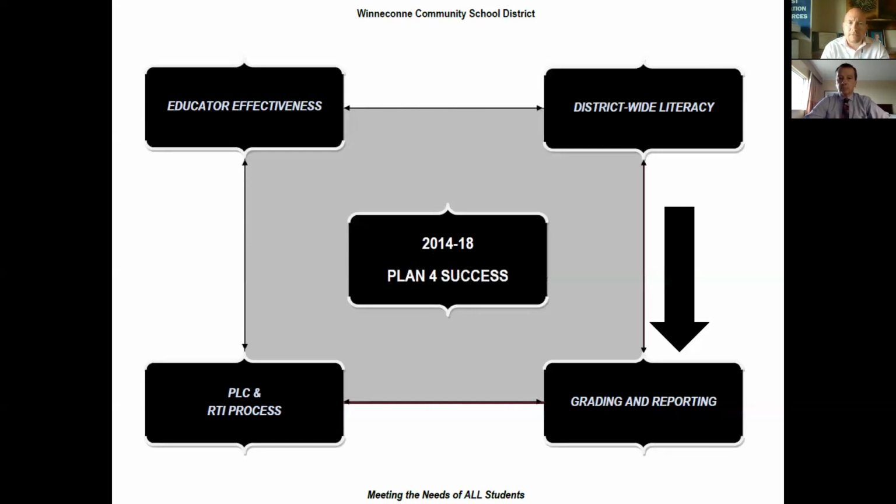Educator effectiveness was something that at the time the state of Wisconsin indicated we had to do. District-wide literacy was driven by our Board of Education. And then the bottom 2, our PLC and RTI framework and our grading and reporting, really became the focal point for everything that we were doing. And so with today, obviously, we're focusing more on the assessment, grading, and reporting. But please know, as I show some of the results, that we really believe it's dependent on the other areas as well. Assessment, grading, and reporting isn't just about a report card, isn't just about solely giving feedback. It's about improving our learning structures. And so, please keep that in mind as you're looking at some of the details.